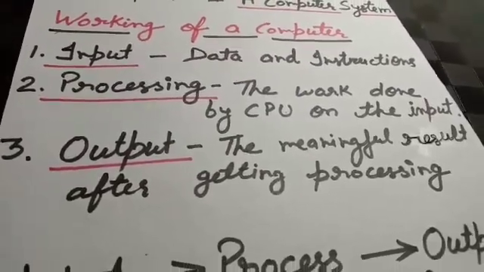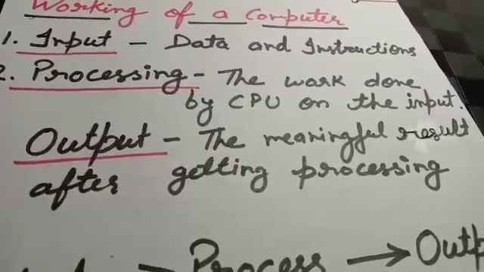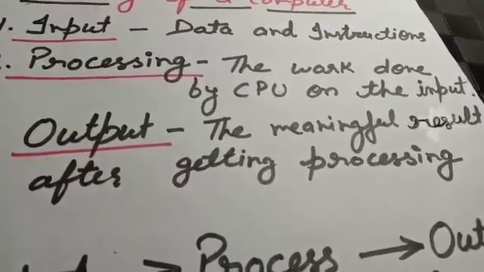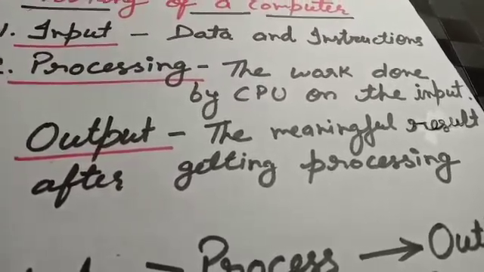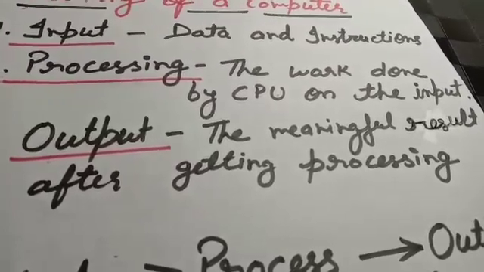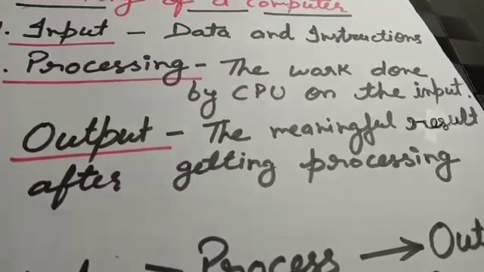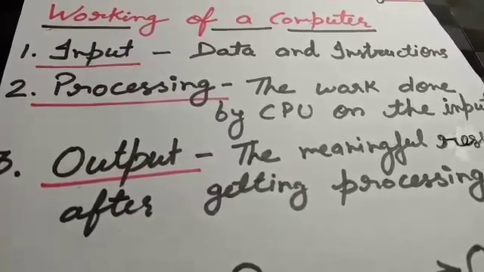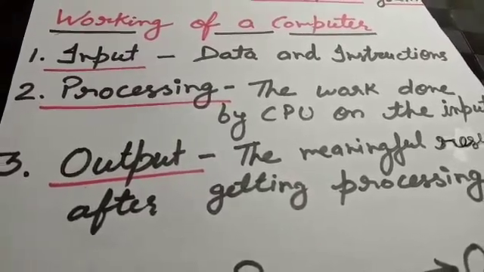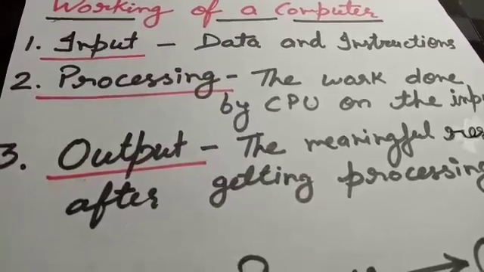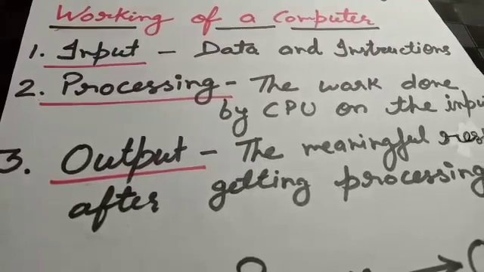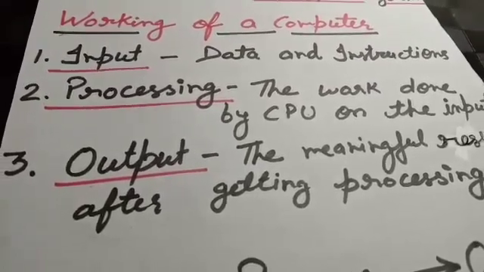Next is output, the meaningful result after processing. The meaningful information that we get after the processing is known as output. Whatever problem we give to the computer to solve, the answer we get after that is called the output of that problem.